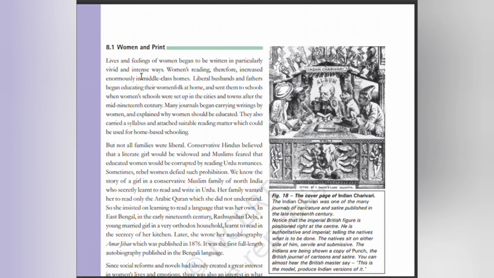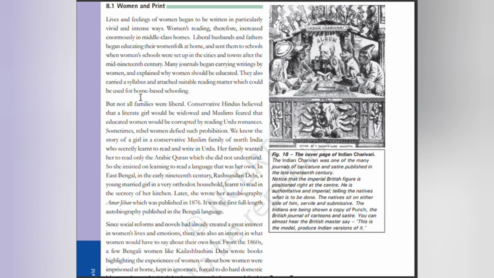Women and print. Lives and feelings of women began to be written in particularly vivid and intense ways. Women's reading therefore increased enormously in middle class homes. Liberal husbands and fathers began educating their womenfolk at home, and sent them to schools, while women's schools were set up in the cities and towns after the mid 19th century. Many journals began carrying writings by women and explained why women should be educated. They also carried a syllabus and attached suitable reading matter which could be used for home based schooling.